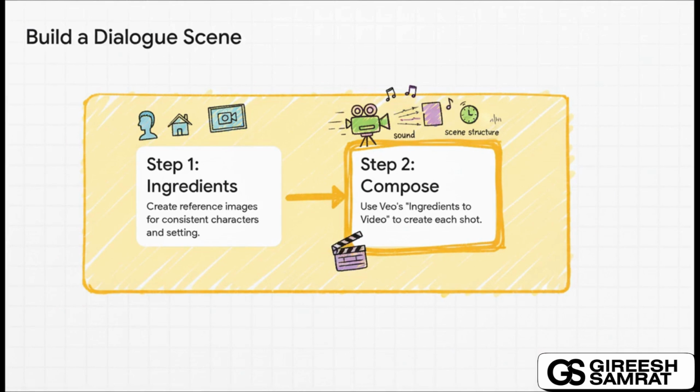You know, for scenes with multiple characters, consistency is everything, and this workflow is the solution. First, you generate your ingredients. You can think of them like your digital actors and your sets. These are just reference images of your characters and setting, and they make sure that everyone and everything looks the same from shot to shot.